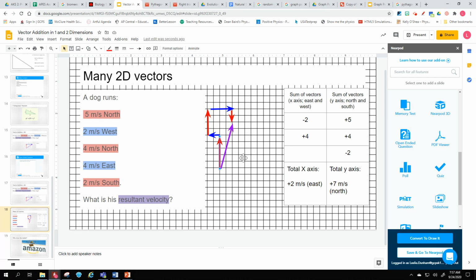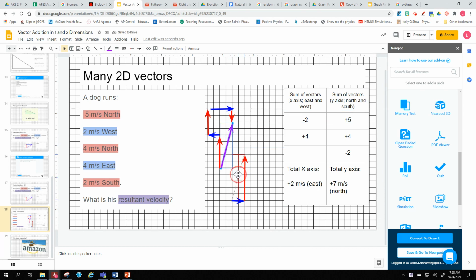So in the x-axis, my total speed was 2 meters per second. So there's a vector showing 2 meters per second. And then on the y-axis, we ended up with a total of 7 meters. 1, 2, 3, 4, 5, 6, 7 meters per second north.